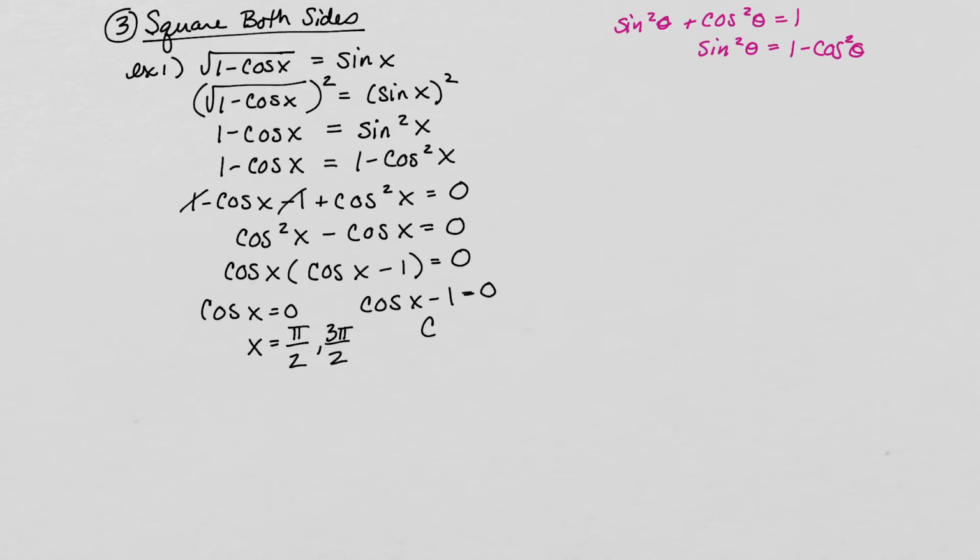And this one is giving me cosine x equals 1. So x is going to be equal to what? Yep, so the cosine of x is equal to 1 at 0. So my answers here are pi over 2, 3 pi over 2, well, I should be a little careful, and 0. So these are my potential answers.